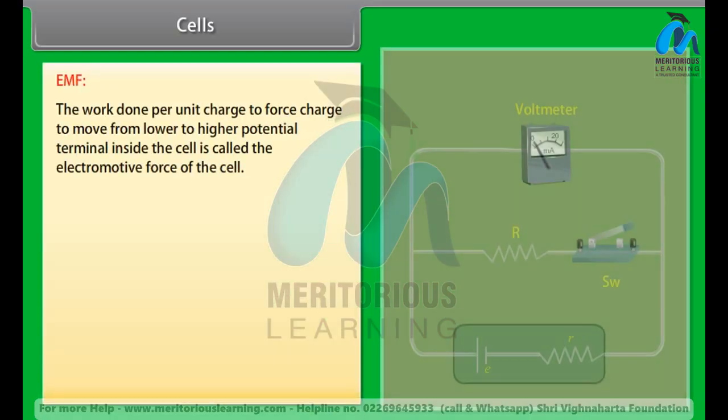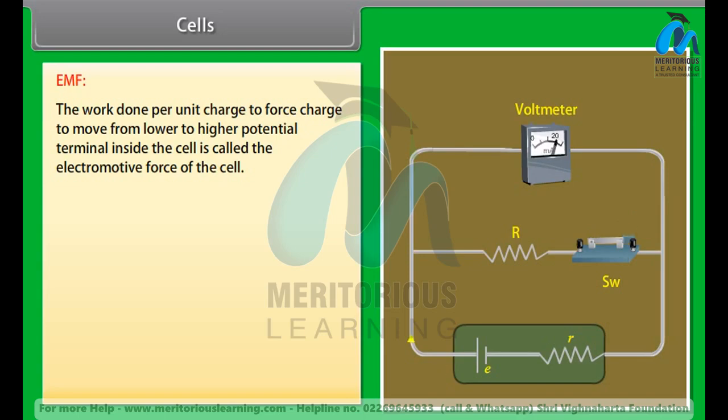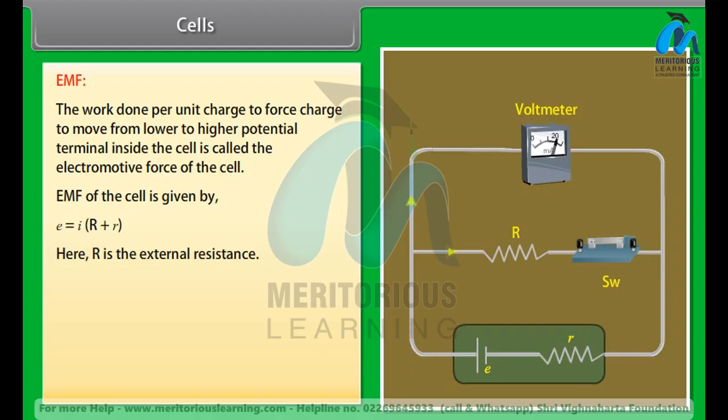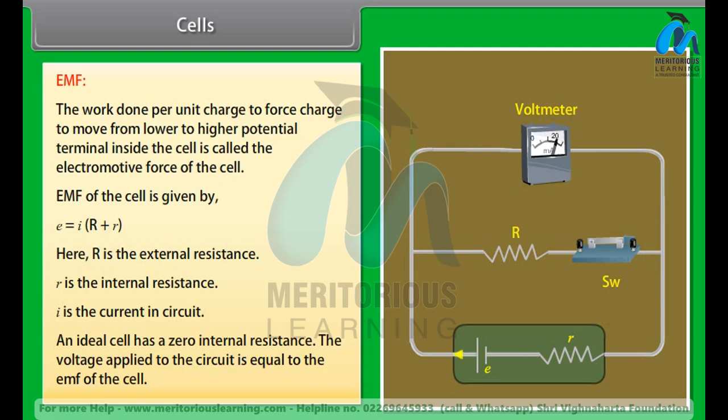EMF. The work done per unit charge to force charge to move from the lower to the higher potential terminal inside the cell is called the electromotive force of the cell. EMF of the cell is given by E = I(R + r). Here capital R is the external resistance, small r is the internal resistance, and I is the current in the circuit. An ideal cell has zero internal resistance. The voltage applied to the circuit is equal to the EMF of the cell.